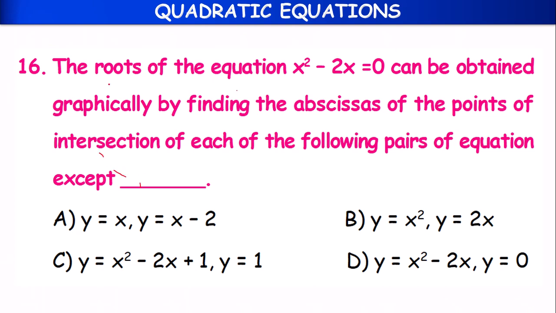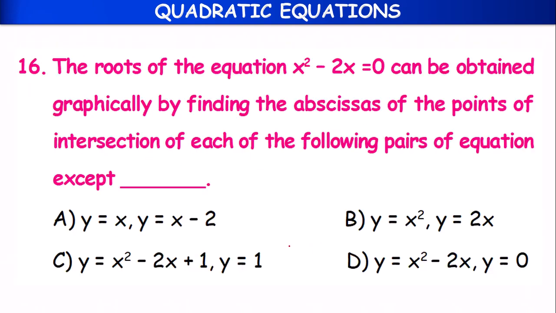Here, the question is: the roots of the equation x square minus 2x equal to 0 can be obtained graphically by finding the abscissae of the points of intersection of each of the following pairs of equations except. So from all these equations, we will get the roots of this equation except for one equation. We have to find out that one.